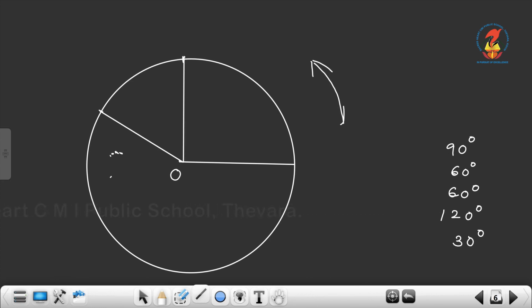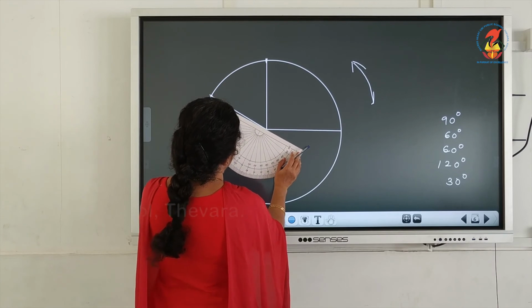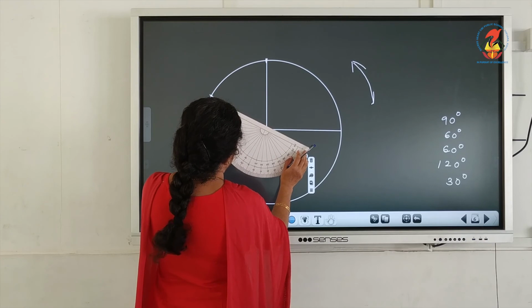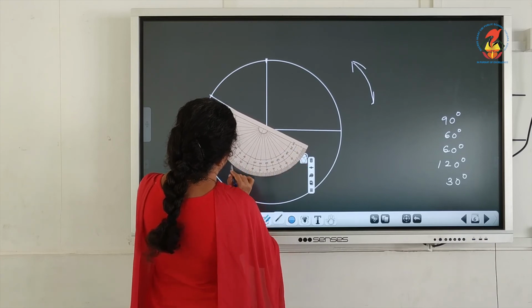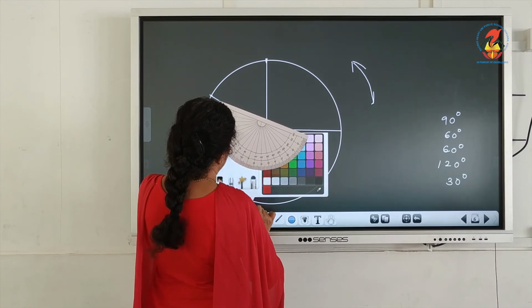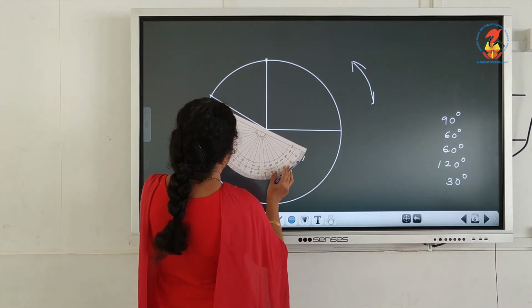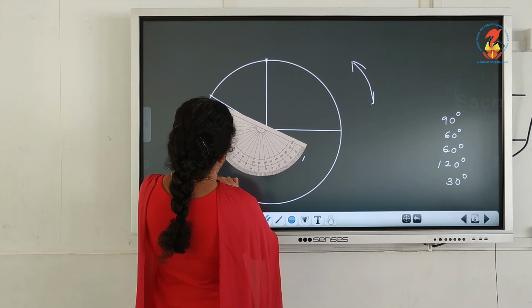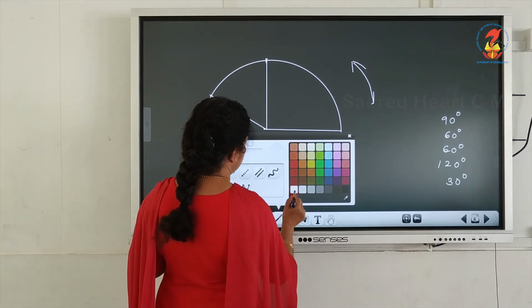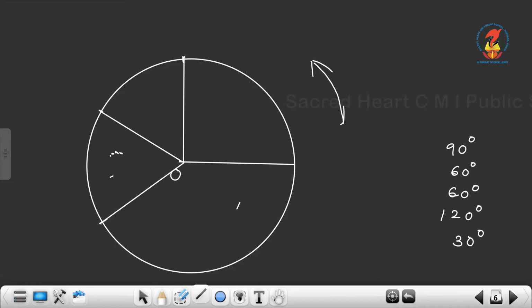So this one will be our baseline. So keep the protractor in this way, with the center of the protractor at the center of the circle. Then you have to mark 60 degrees. So it will come somewhere here. Then join. Okay. Next is 60. Then again we have 120.